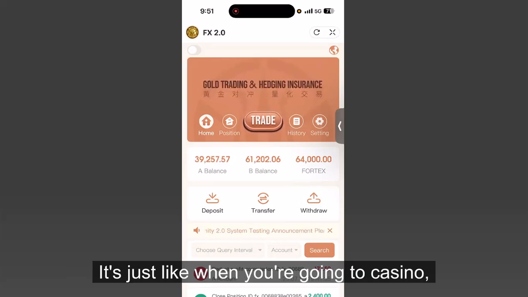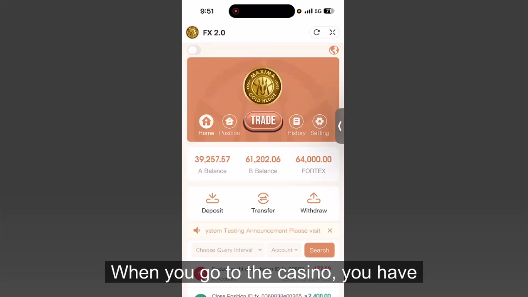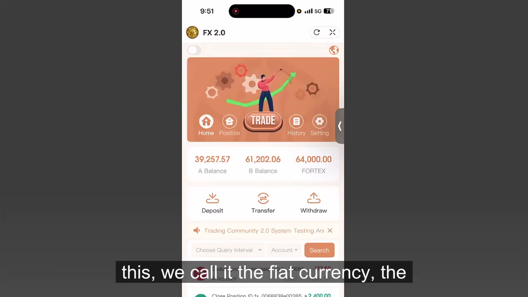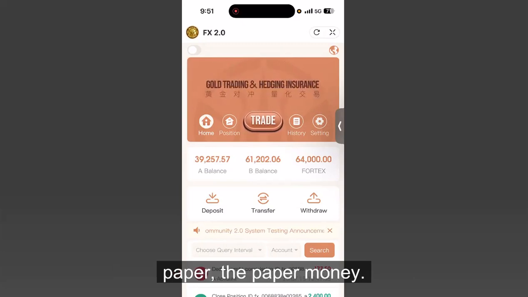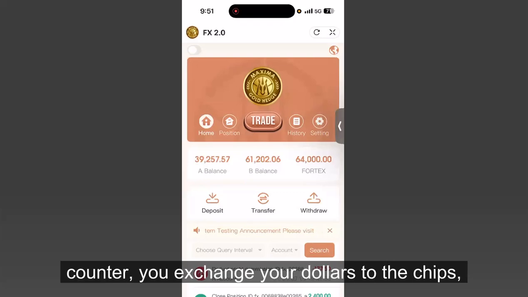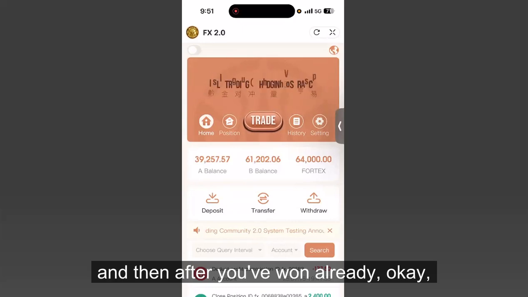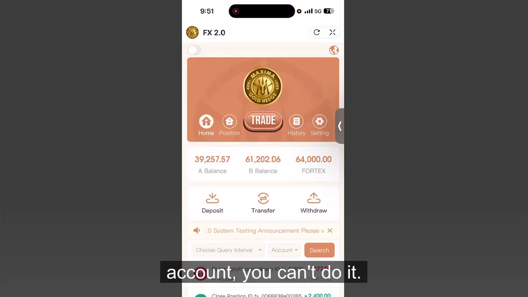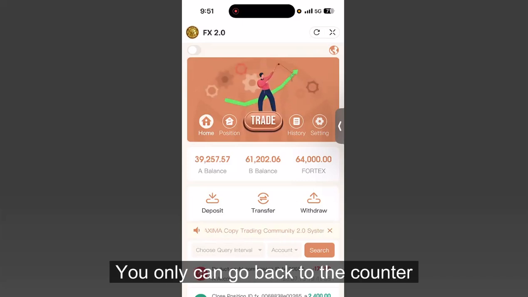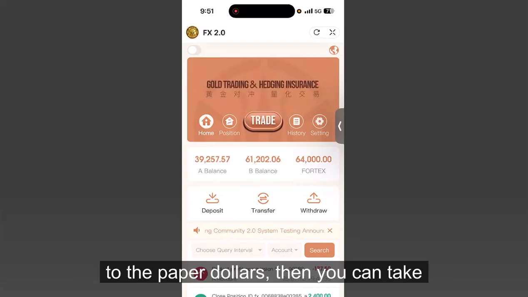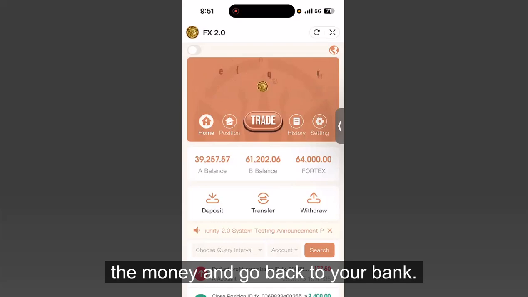It's just like when you're going to a casino. When you go to the casino, you have Singapore dollars, you have ringgit. So you have this, we call it the fiat currency, the paper money. You walk into the casino, the first thing you do is go to the counter and exchange your dollars for chips. And then after you have won, if you want to send it to your bank account, you can't do it. You can only go back to the counter and exchange the chips for paper dollars. Then you can take your money and go back to your bank.